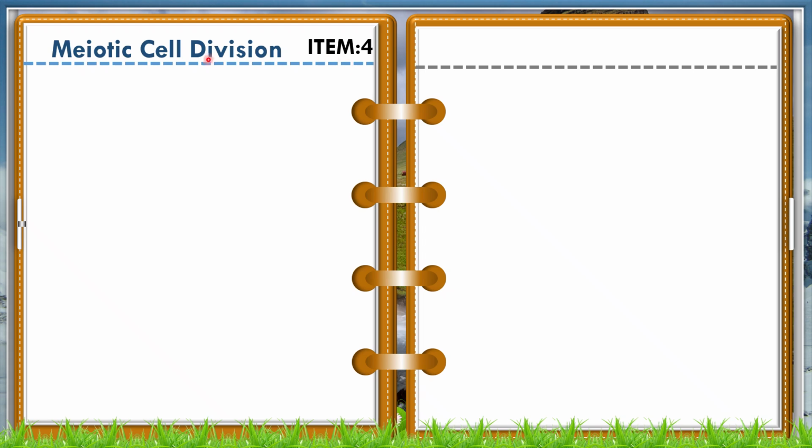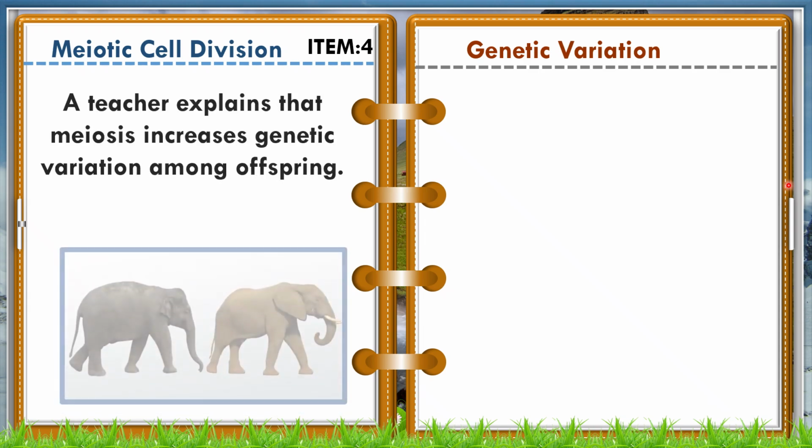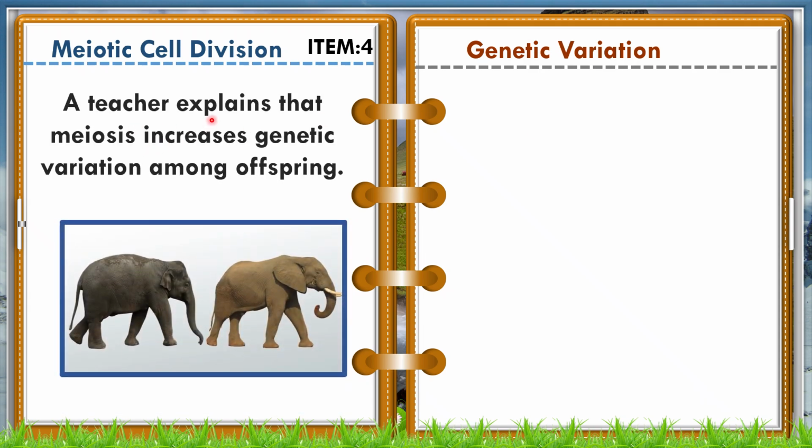Item 4, meiotic cell division. We are still emphasizing genetic variation. A teacher explains that meiosis increases genetic variation among offspring. Meiosis increases genetic variation among offspring.